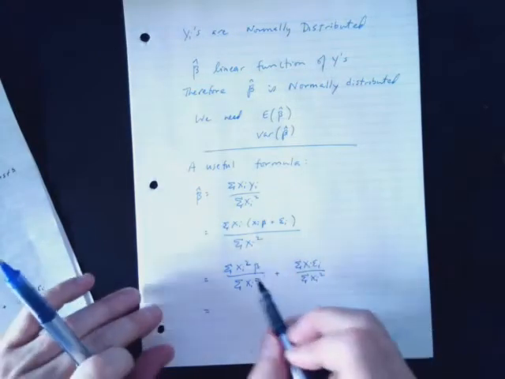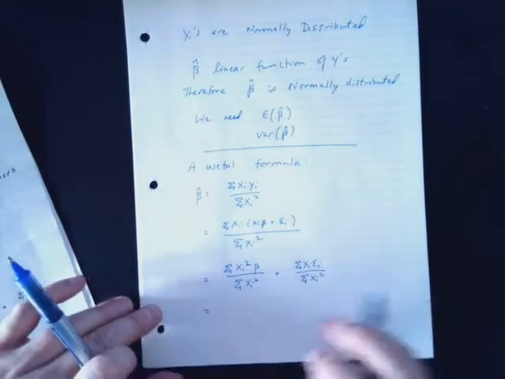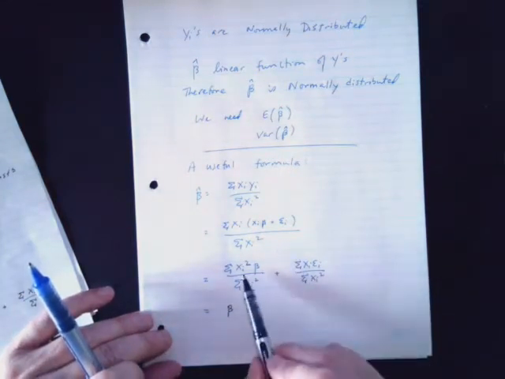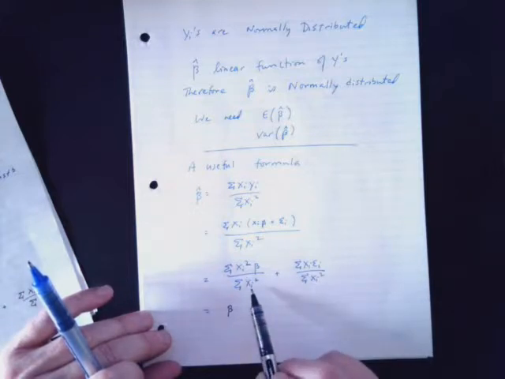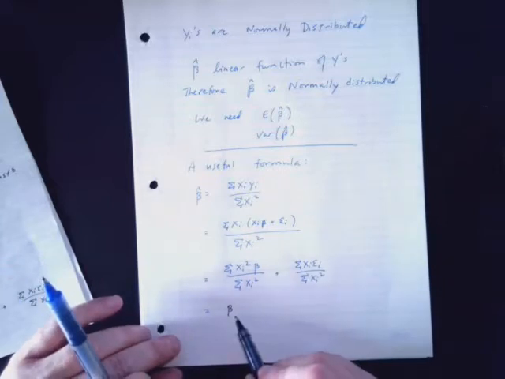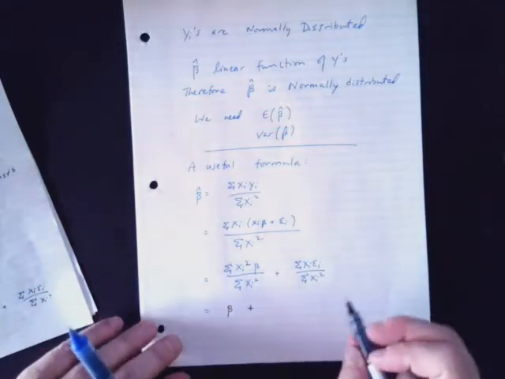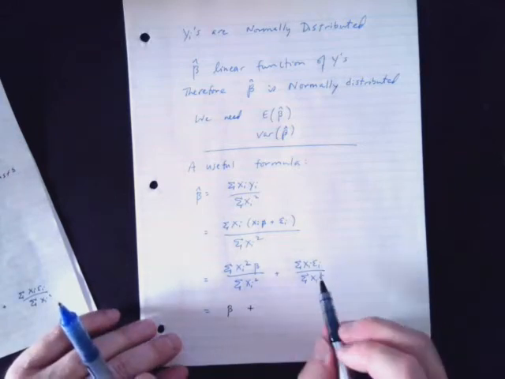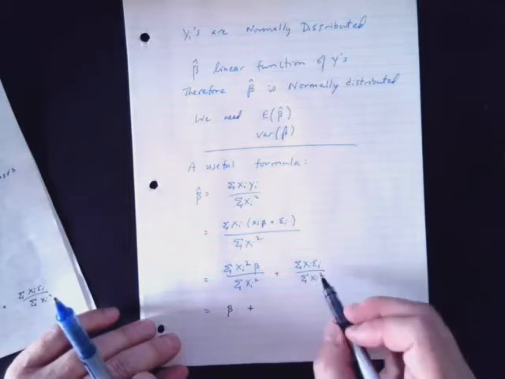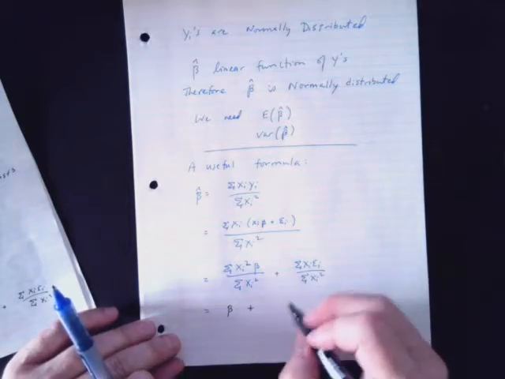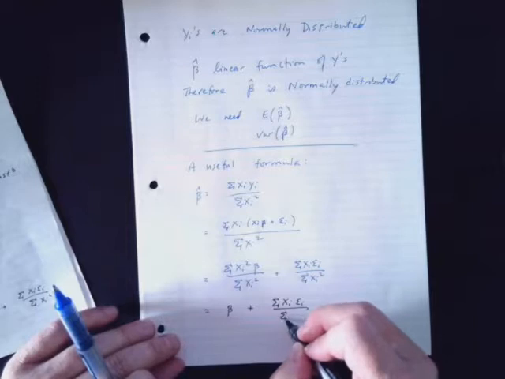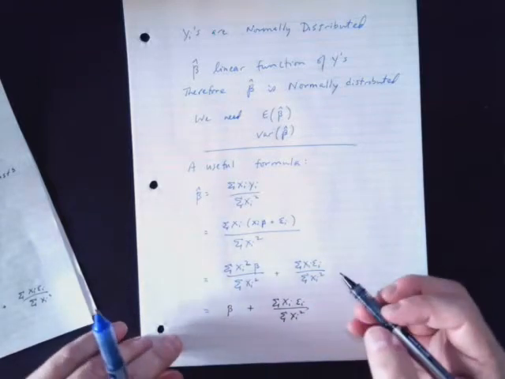And then this beta can come outside the summation. Remember, we're allowed to do that. And when I do that, I'm left with the sum of xi squared over the sum of xi squared, and they cancel out. So I'm just left with beta. So it's beta plus, now I can't do the same thing here because there's a subscript on the epsilon. So it's epsilon i times xi, and I can't take it outside the summation sign, so I'll just leave it as is. Sum of xi times epsilon over the sum of xi squared.